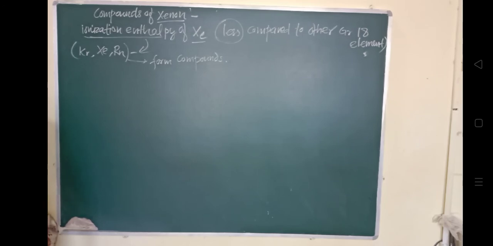Then XeF2, XeF4, XeF6 are stable fluorides of xenon. Okay, you have to remember XeF2, XeF4 and XeF6. These are the stable fluorides of xenon. xenon के stable fluoride से, xenon also forms compounds with oxygen.